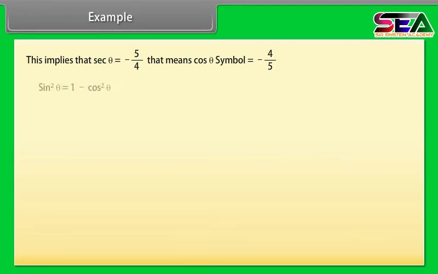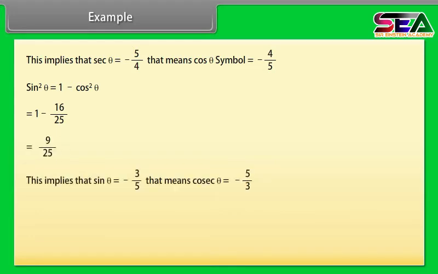Sin square of theta is equal to 1 minus cos square of theta, which is 1 minus 16 by 25, equal to 9 by 25. This implies that sin of theta is equal to minus 3 by 5. That means cosec of theta is equal to minus 5 by 3.